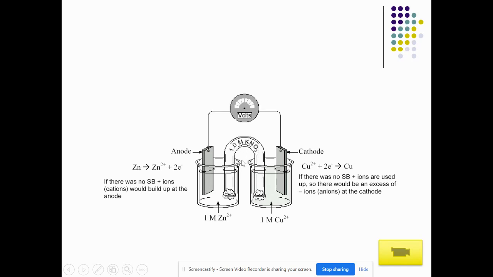And this is just going to allow us to not have a buildup of ions at either side, right? We don't want too many positive ions at the anode or too many negative ions at the cathode, to allow this circuit to flow. You remove any of these parts, you break the circuit, much like switching off your light bulb or switching off your phone, you stop that reaction from happening.